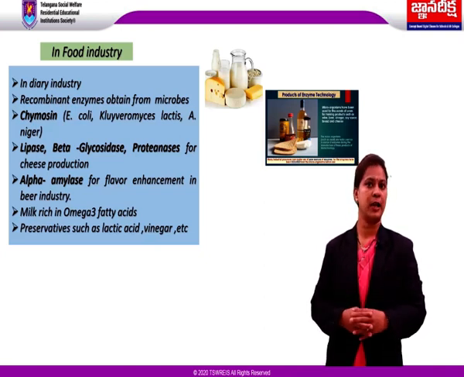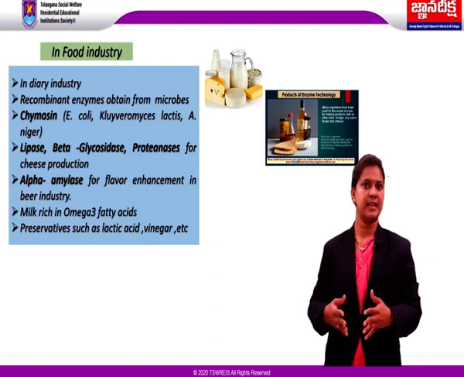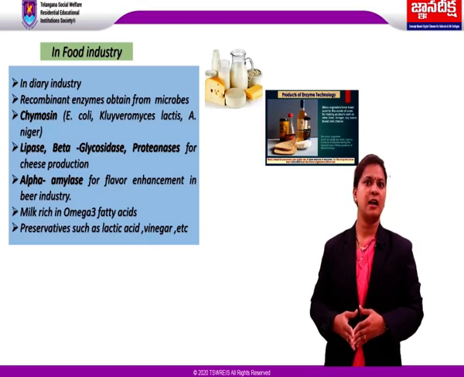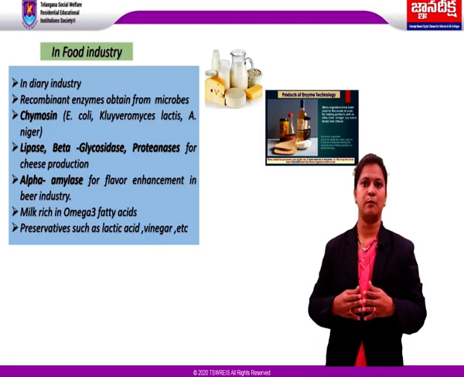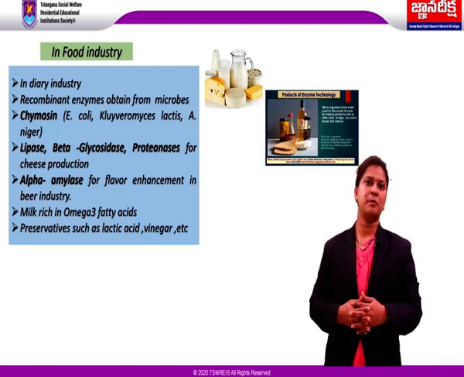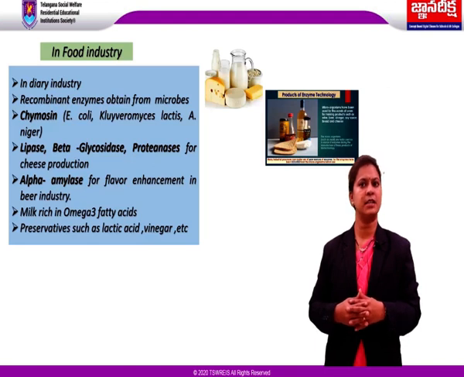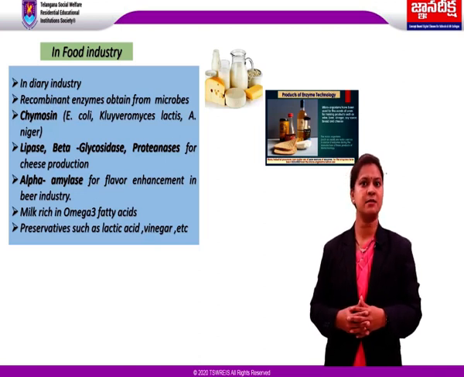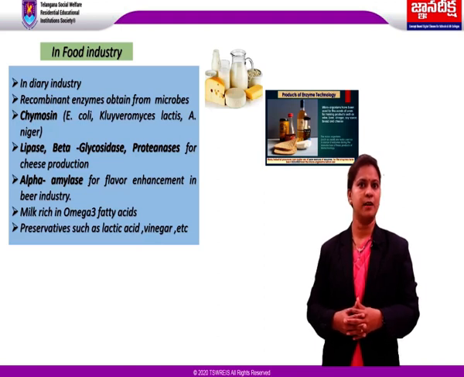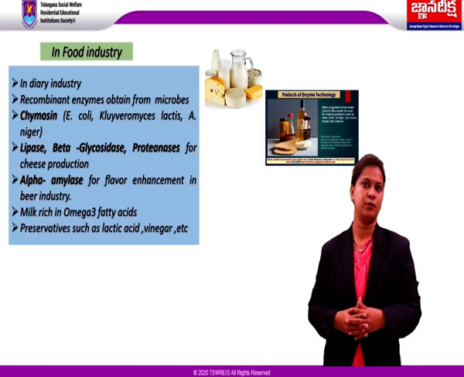Recombinant enzymes like chymosin are obtained from microbes, for example E. coli, Kluyveromyces lactis, Aspergillus niger. Previously, rennet was produced from calf stomach and is useful in making cheese, but the shortage of rennet led to the development of chymosin. Traditionally, ripening of cheese takes 6 to 12 months under controlled conditions, but enzymes produced from genetically modified bacteria like proteinases, lipases, beta-glycosidases enhance ripening of cheese within a short period and improve the flavor too. Alpha amylase enhances the flavor in the beer industry.